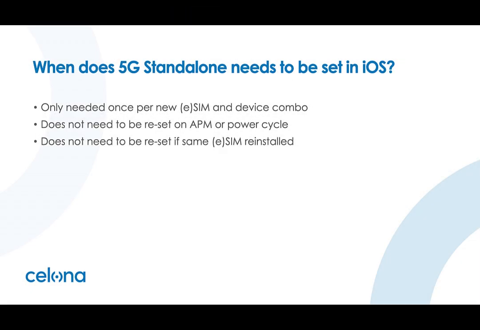For this specific SIM, specific IMSI, I only need to do this once on this phone. If I power cycle or airplane mode the phone, I don't need to reset the 5G SA setting. If I delete the eSIM and re-add this exact same eSIM, I don't need to reset the 5G SA setting. But if I install a new Celona SIM, I will have to reconfigure for 5G standalone.